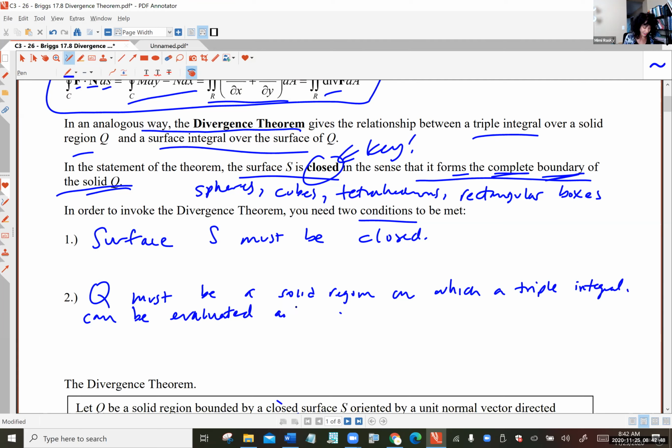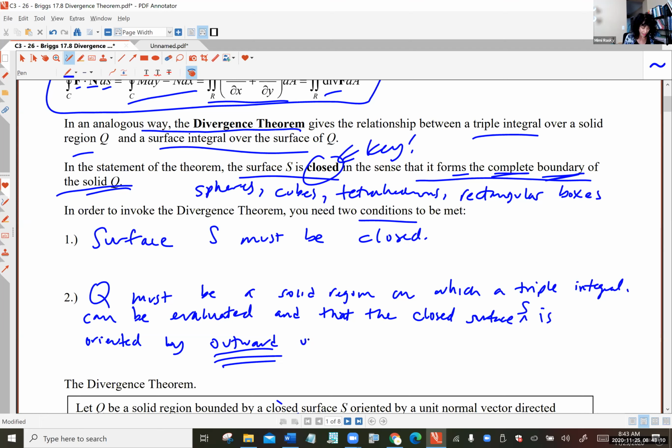And that the closed surface, write all this down, is oriented. Remember that? Remember oriented? The surface, we'll call this S, is oriented by outward, I'm going to underline outward, unit normal vectors. And I showed you this last time when we were doing flux integrals.